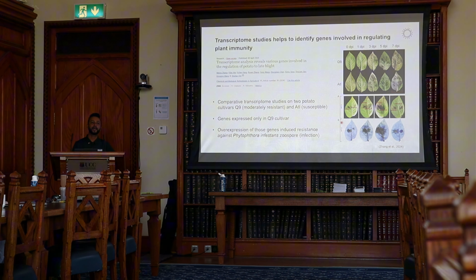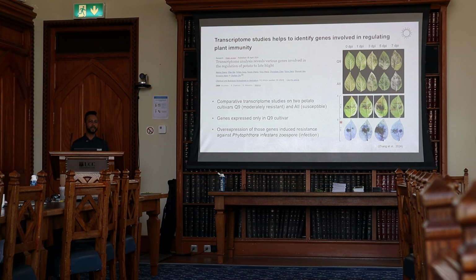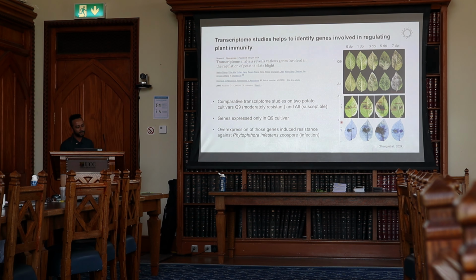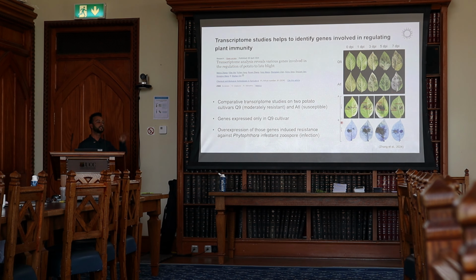Another example is using a transcriptomic study to identify the genes that are involved in regulating plant immunity. By using a transcriptomics approach, we can also identify potential resistant genes in the plant. In this example, there was a comparative transcriptomic study between susceptible potato plants and resistant potato plants. Some genes in the resistant potato plants were highly expressed to combat pathogen infection. By doing the analysis, some potential genes were found that were only expressed in the resistant potato plant and not in the susceptible potato plant. That gives an indication these genes might be the resistant genes.